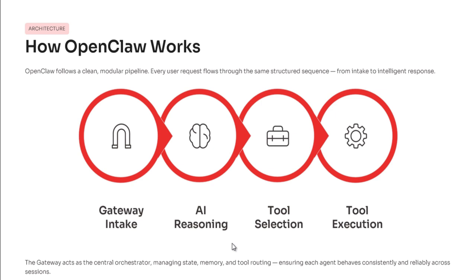Now at step 2, AI understands your request. OpenClaw sends a request to the AI model you have configured. So it could be OpenAI, Anthropic, or even a locally running Ollama model. The AI figures out what you are asking, what information it needs, and whether it needs to use any external tools.